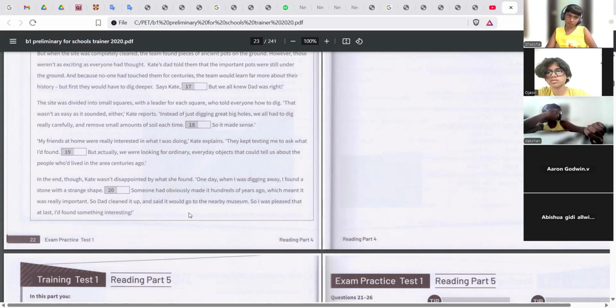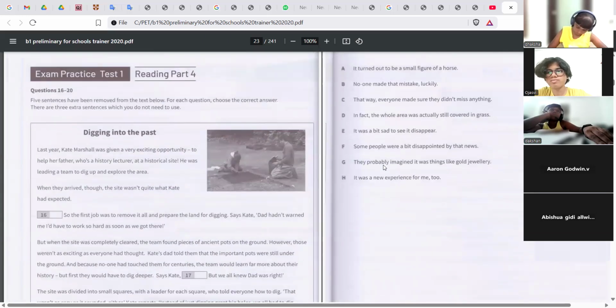How cohesive it is. I found a stone with a strange shape. I found a stone. Someone had obviously made it. Wow. There is something inside this one. They talk about a stone with a strange shape. Also, they talk about it denoting the stone with a strange shape. What is it, Ojashvi? Yes, sir. A small figure of a horse. What is the stone with the strange shape? Horse. The small figure of a horse.